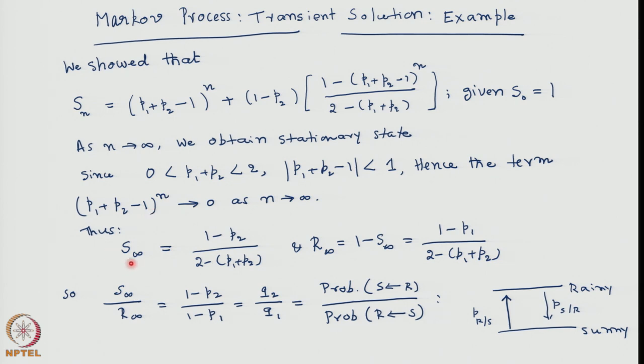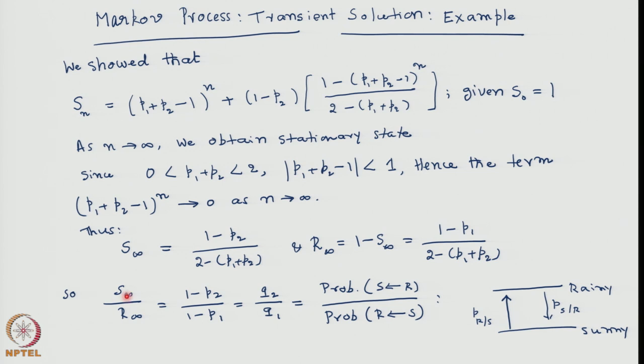So, that gives us a steady state probability for a sunny day eventually, starting from the fact that it was sunny definitely on the first day. So, it will be 1 minus P2 by 2 minus P1 plus P2, because this term also will go to 0, you will be left with this term. Correspondingly, the probability for asymptotically the day to be a rainy day will be 1 minus that. So, it will be 1 minus P1 by 2 minus P1 plus P2, it is just subtract and you can get it.